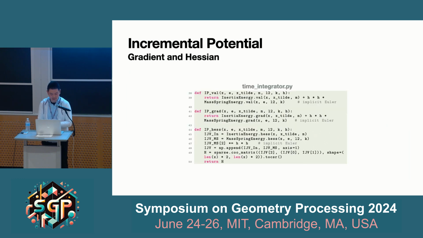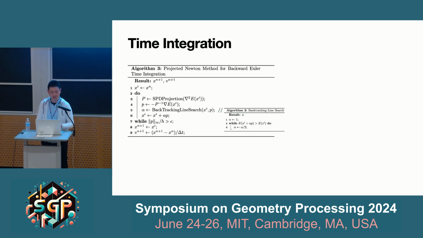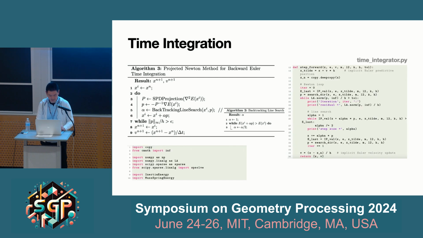So now we have the energy gradient and Hessian of the two terms, and we just need to add them together and implement this time integration algorithm with Newton's method for solving the nonlinear problem. And this is also just a straightforward translation from pseudocode to Python.